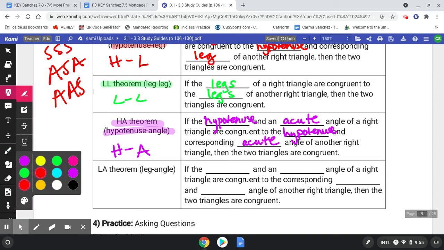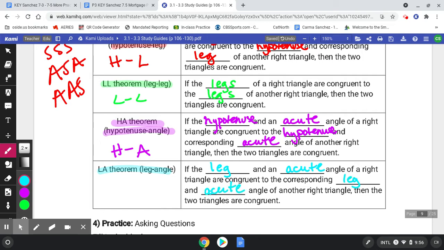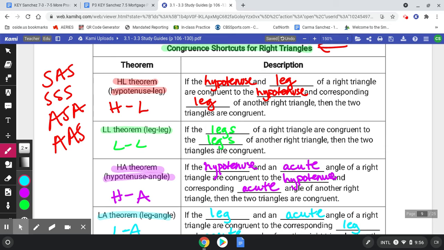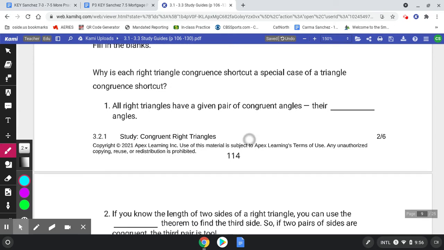Finally, let's go blue. The last one is the leg angle theorem. If the leg and an acute angle of a right triangle are congruent to the corresponding leg and acute angle of another, then the two triangles are congruent. So again, just a leg and an angle, an acute angle, are enough. These shortcuts only need two things to prove congruency instead of the three things that we needed before. Kind of cool, all because it's a right triangle.